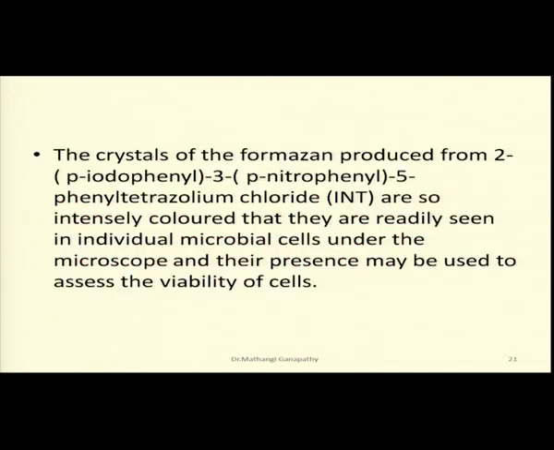The crystals of formazan produced from INT are so intensely colored that they are readily seen in individual microbial cells under the microscope, and their presence may be used to assess the viability of the cells. Suppose you have a mixture of microbes where some of the cells are dead and some are alive. Normally you won't be able to make out how many cells are dead and how many are viable or living. But in this case only the living cells will do the reduction, and they will show the red color. The dead cells will not be able to take it up. So, the number of viable cells present can also be detected using this particular dye.